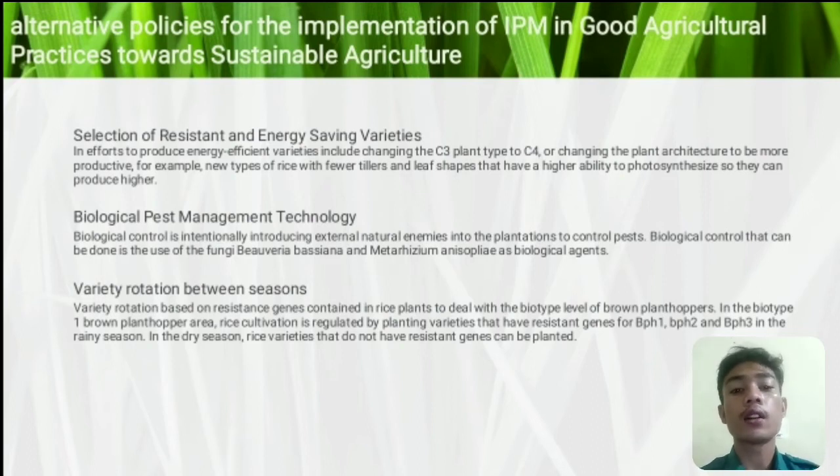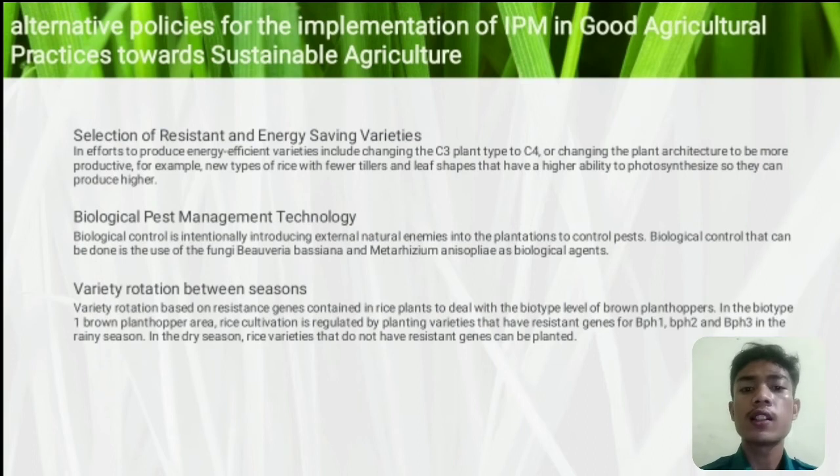Biological pest management technology. Biological control is intentionally introducing external natural enemies into the plantation to control pests. Biological control that can be done is the use of the fungi Beauveria bassiana and Metarhizium anisopliae as biological agents.